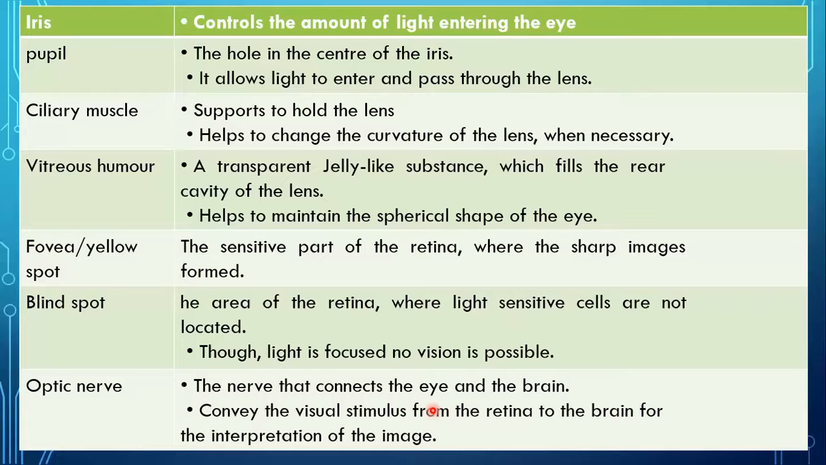Fovea or yellow spot, the sensitive part of the retina where the sharp image is formed. Blind spot, the area of the retina where light-sensitive cells are not located. Though light is focused, no vision is possible. Optic nerve, the nerve that connects the eye and the brain, conveys the visual stimulus from the retina to the brain for the interpretation of the image.